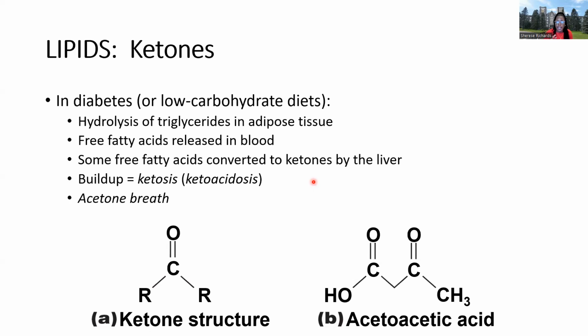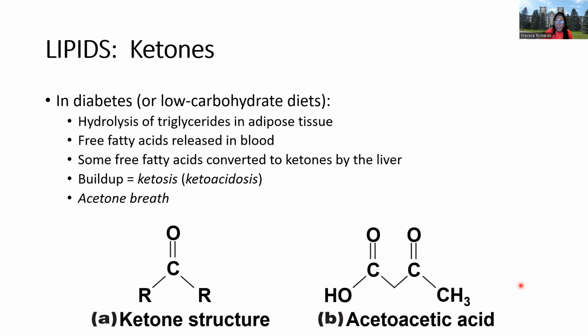Someone who is on a ketotic diet or someone who is diabetic, who doesn't have enough insulin to break down their glucose, is also going to build up a lot of ketones. If you smell their breath, it's going to smell like metal, and it's going to taste like metal to them too. That metal mouth or acetone breath is one of the adverse effects of excess ketone production.